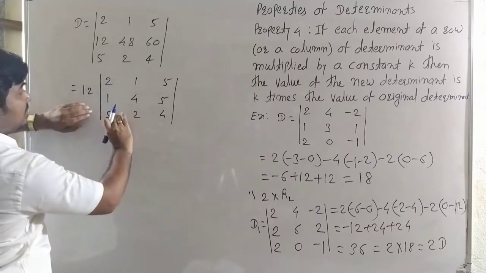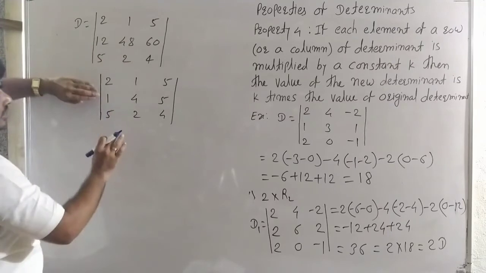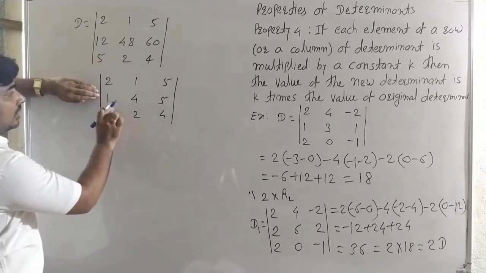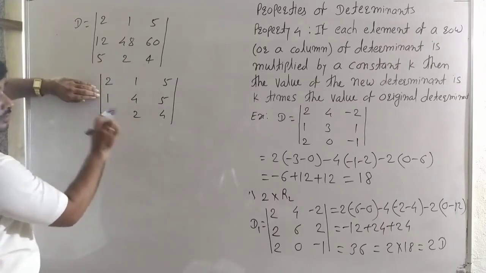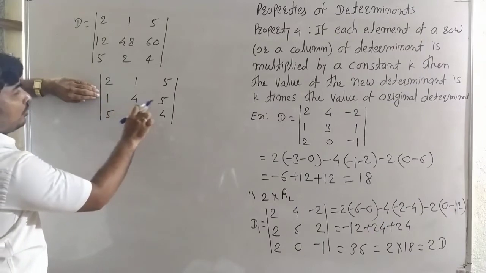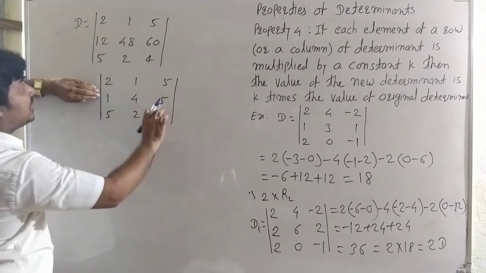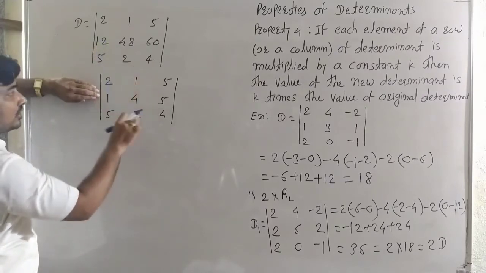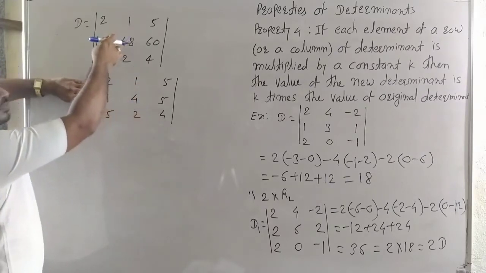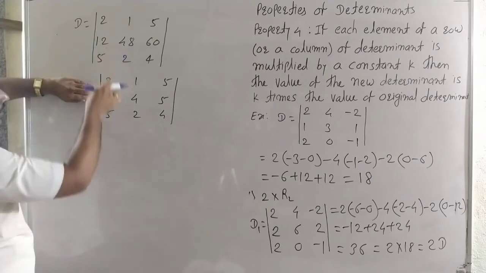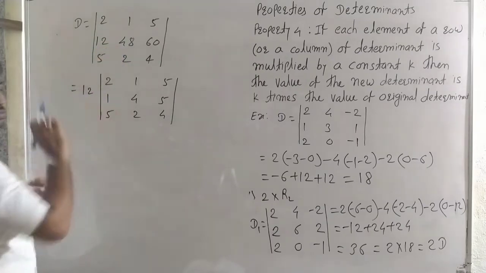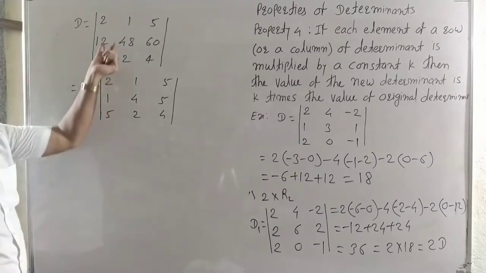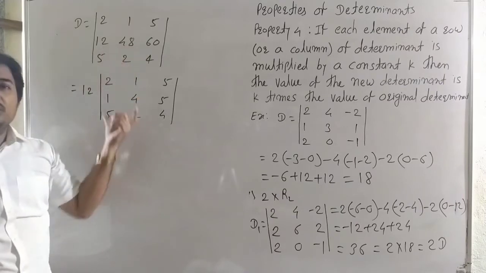Here, this determinant and this determinant, check this. The difference between these two determinants: here it is 1 4 5, we multiply the second row by 12, then we get this determinant. That means the value of this determinant is 12 times this determinant. Okay, now we can calculate directly or by using this property.